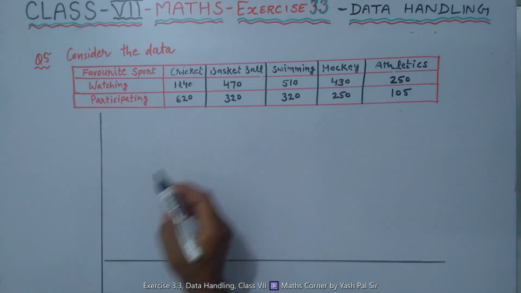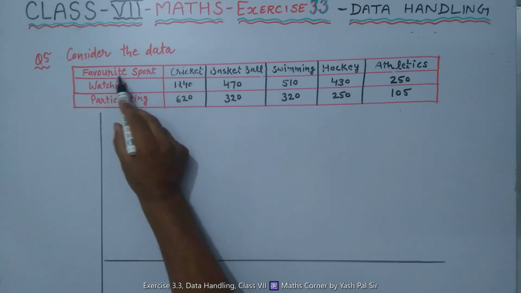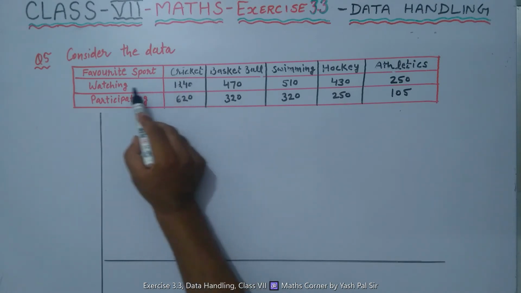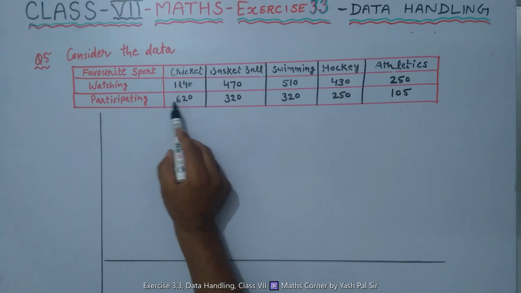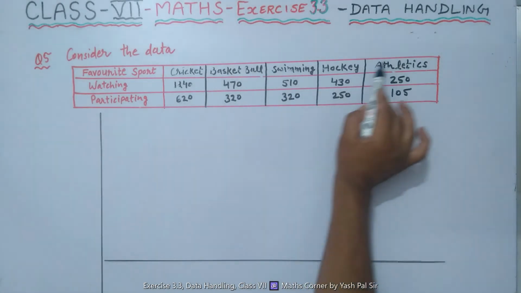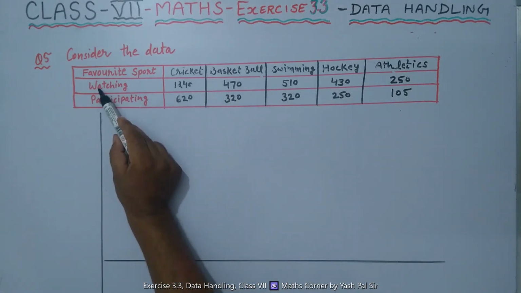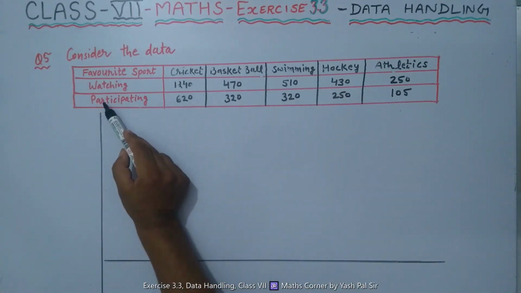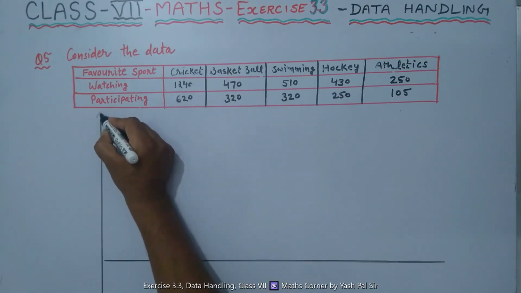In question number 5 also we have to draw the double bar graph. Consider the data: favorite sport, watching, participating. Cricket, watching, number of people 1240, participating 620. Like this, basketball, swimming, hockey, athletics, these games are given, and the number of people who like watching is given in this line. The number of people who participate is given in the second line. So how to prepare the double bar graph?